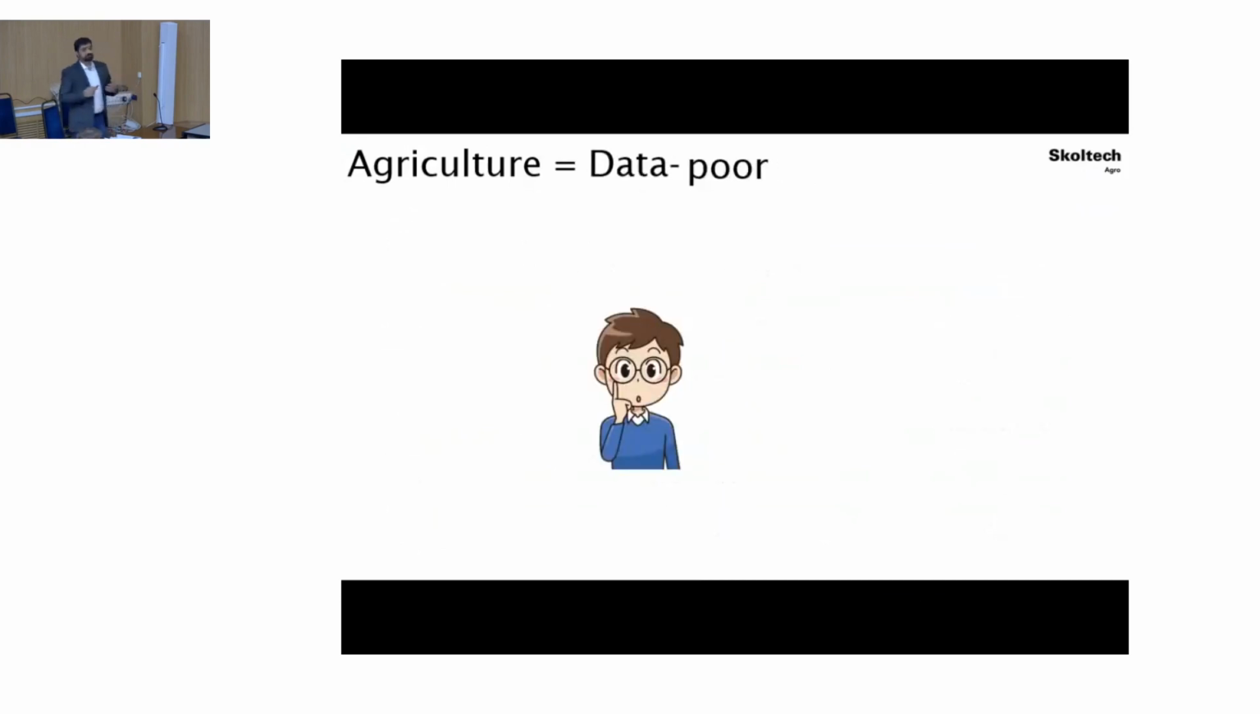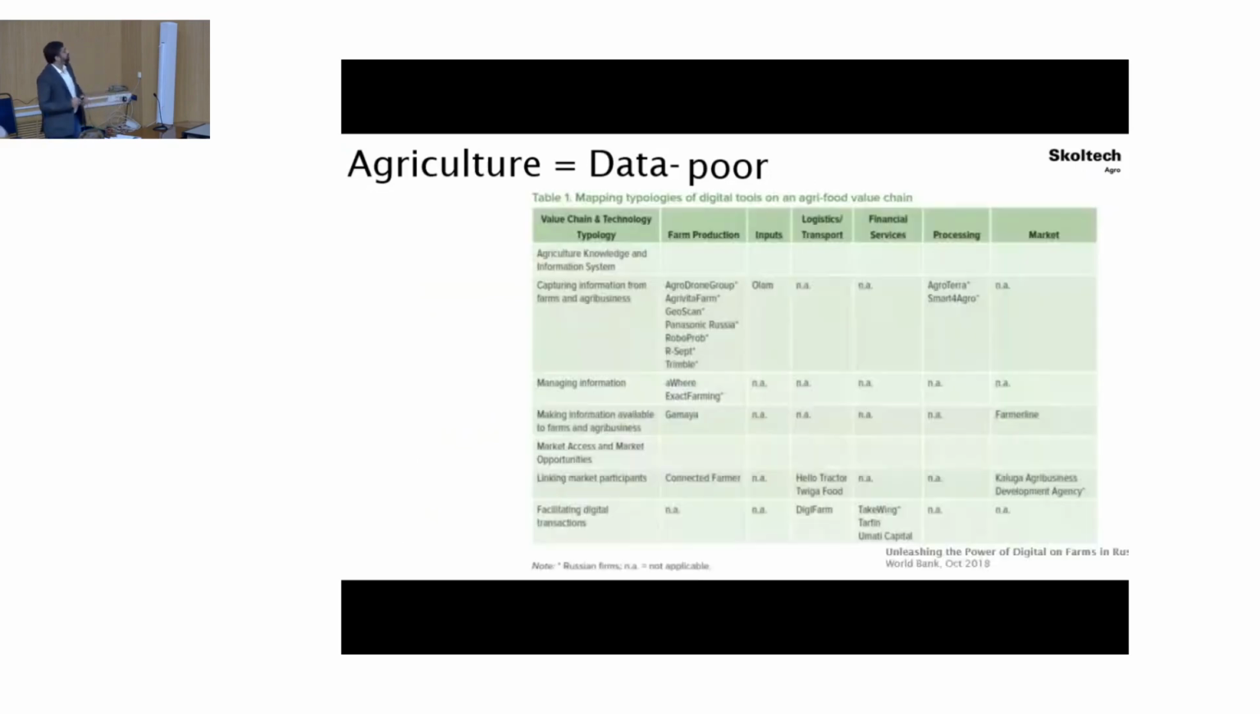As I said, even 10, 15 years ago, there was not much information or data about agricultural practices. But now, this is a table from a World Bank report from 2018, and this is just the digital tools being used for agriculture in Russia. This is not global, just in Russia, right?